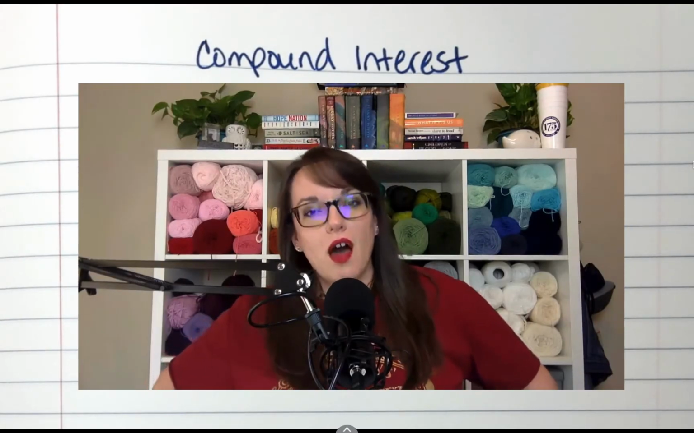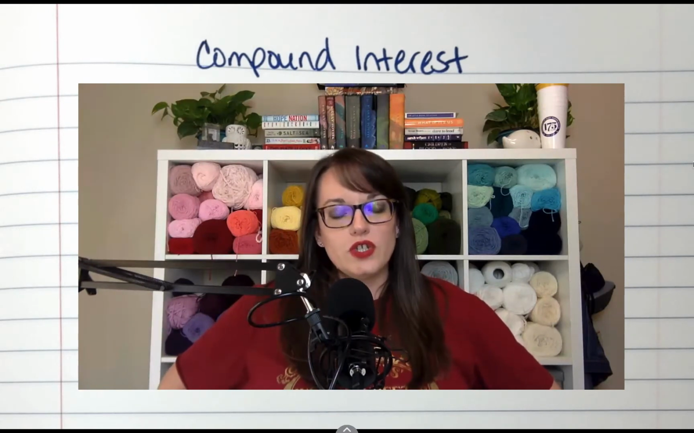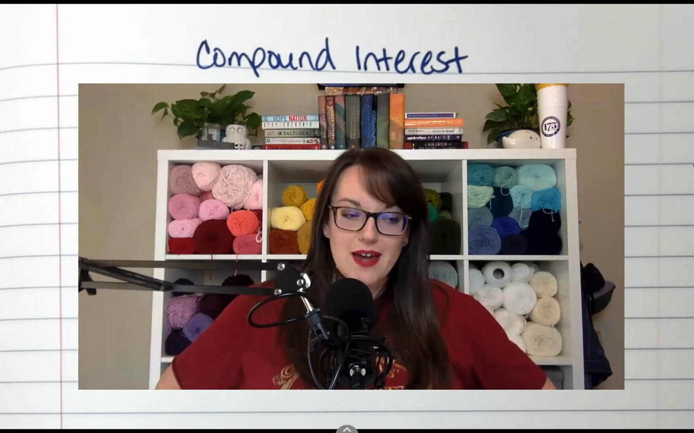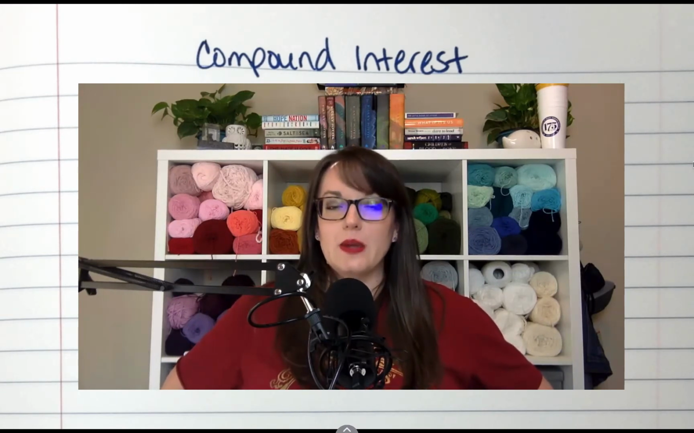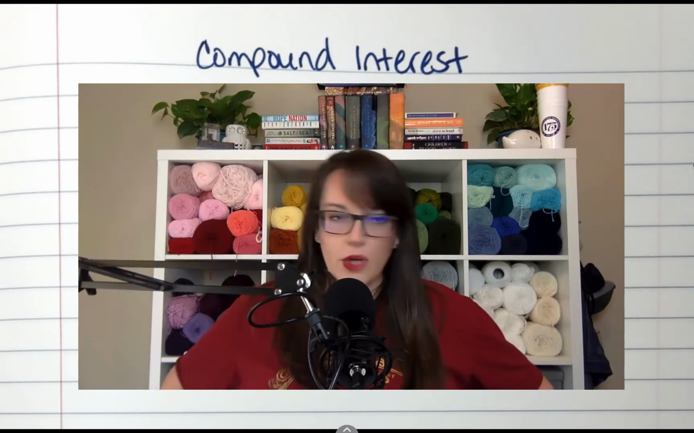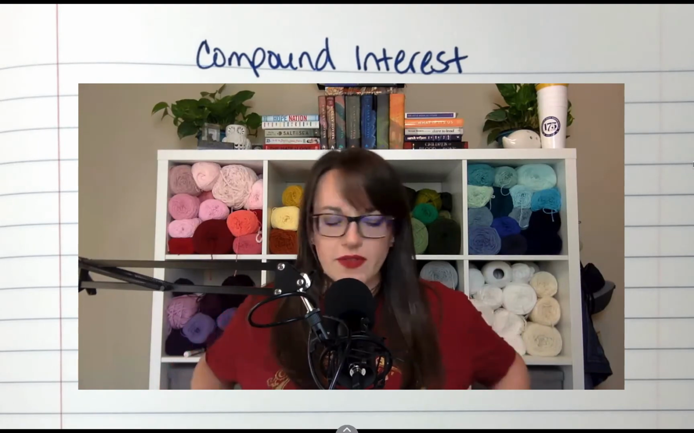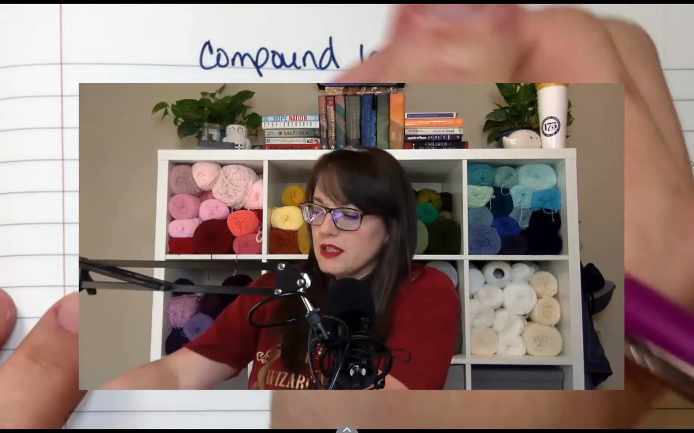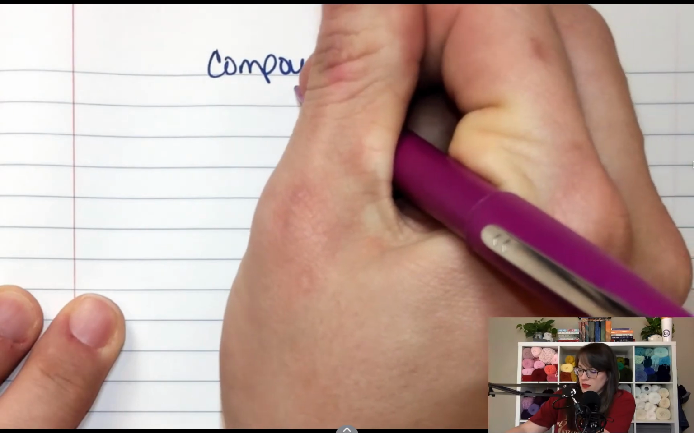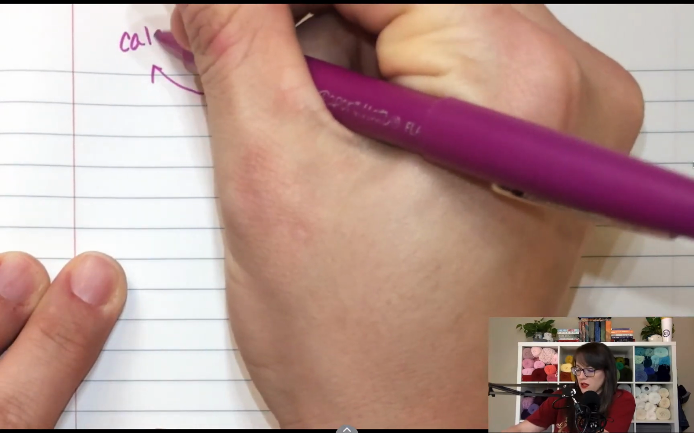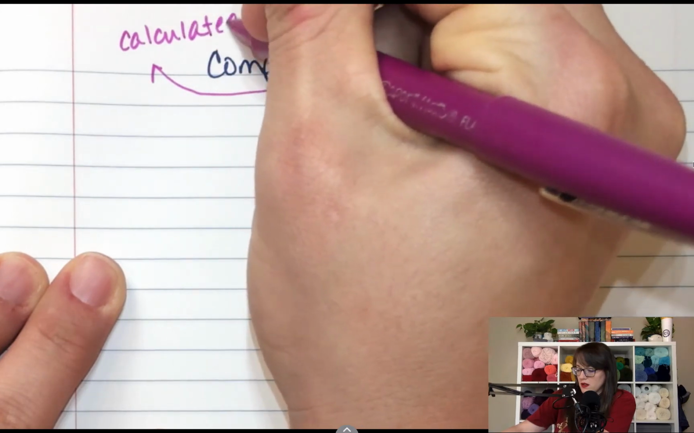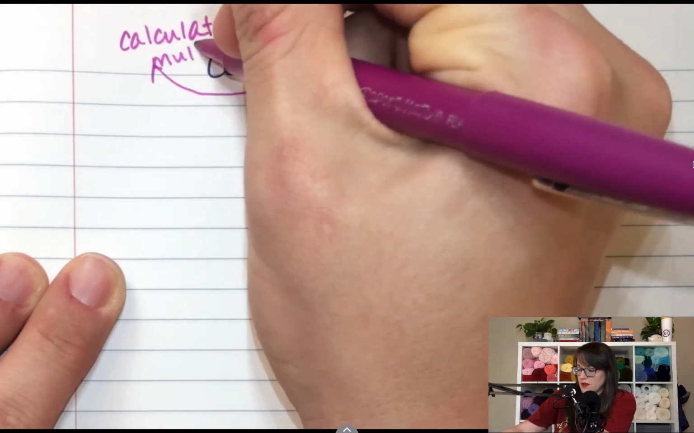Today we're going to look at compound interest, which, unlike simple interest, which is calculated one time, is calculated multiple times. And we're going to look at two different ways to solve this. So, compound interest is calculated multiple times.